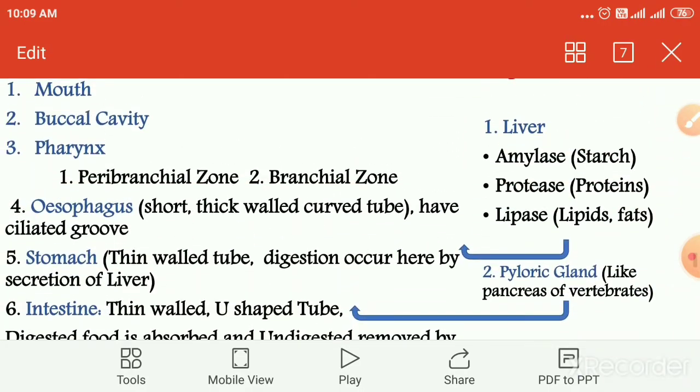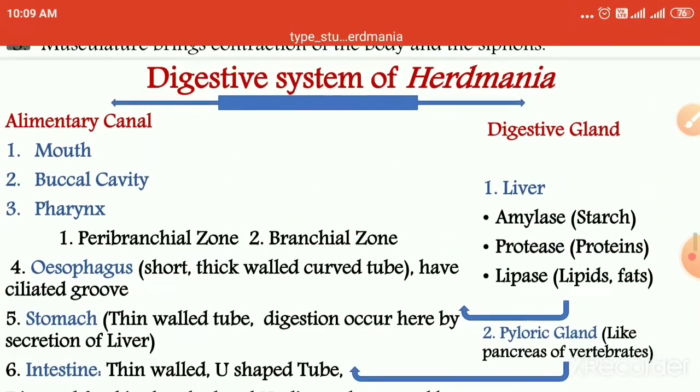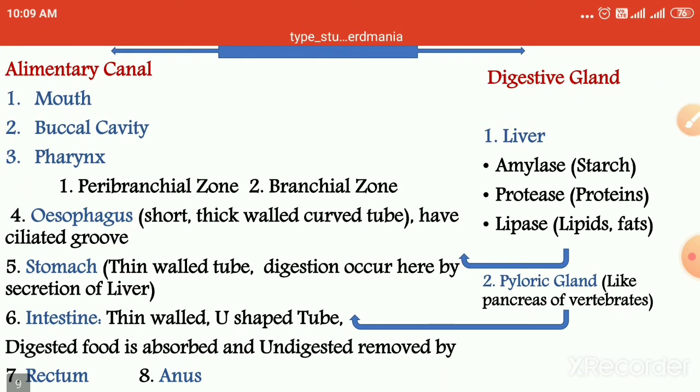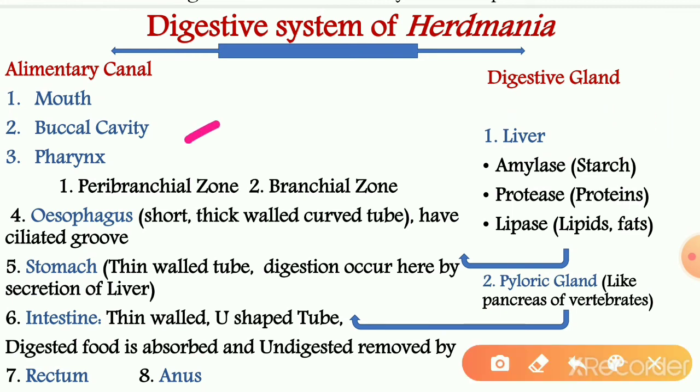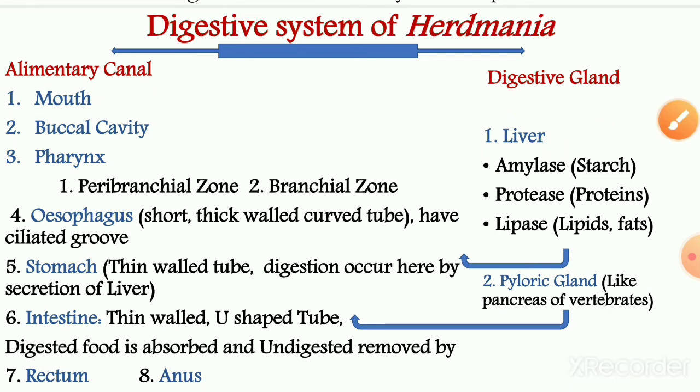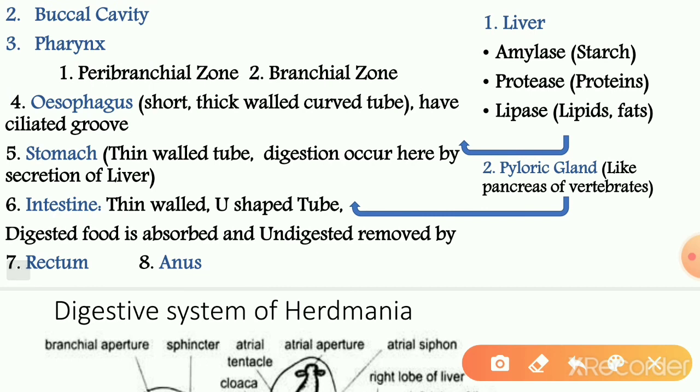A small recap, again we can view here. First the food goes into the mouth, that is the branchial aperture, then into the buccal cavity, then into the pharynx. As I told you, the pharynx has been divided into two parts, peribranchial zone and branchial zone. Then food goes into the esophagus. It is a short, thick-walled curved tube and has ciliated grooves that direct the food into the stomach. The stomach is a thin-walled tube.